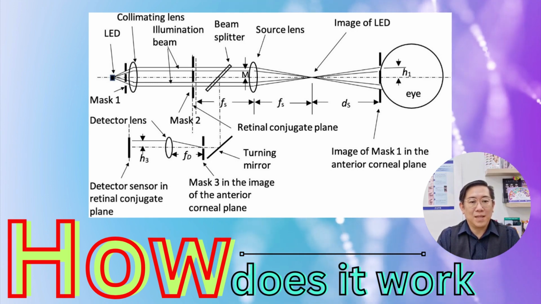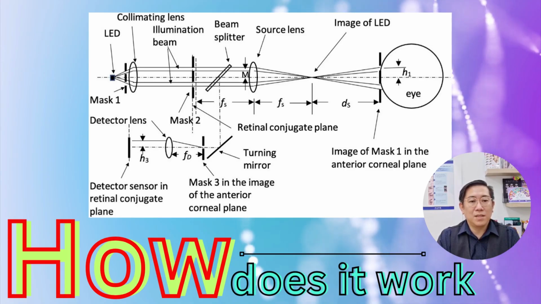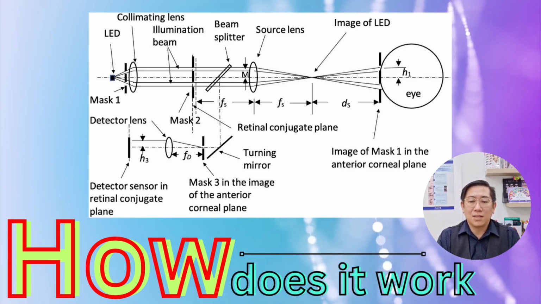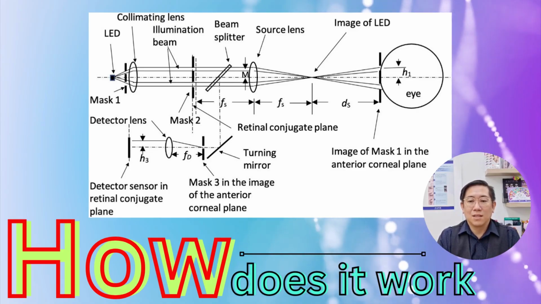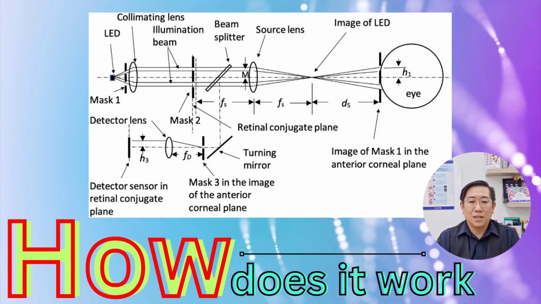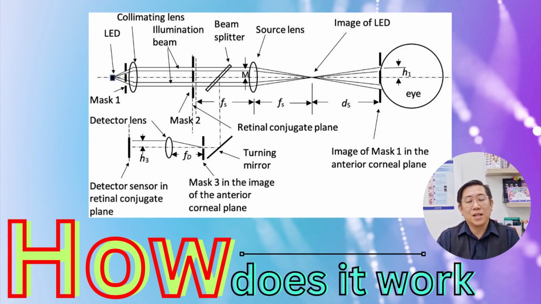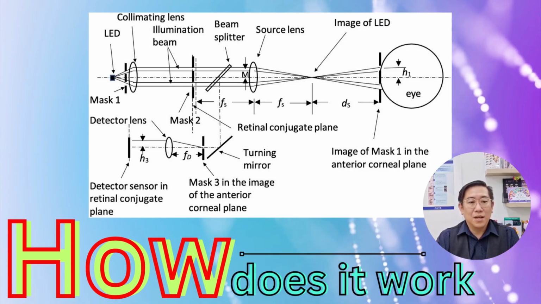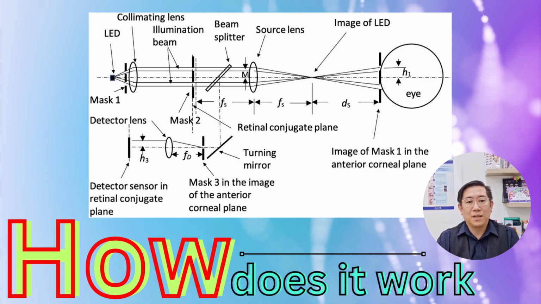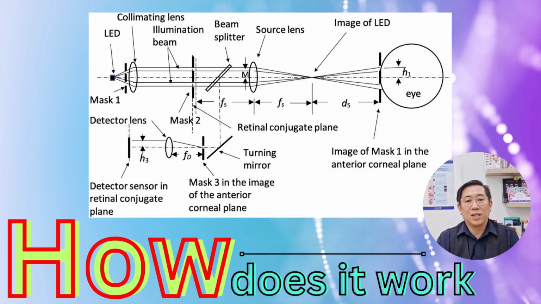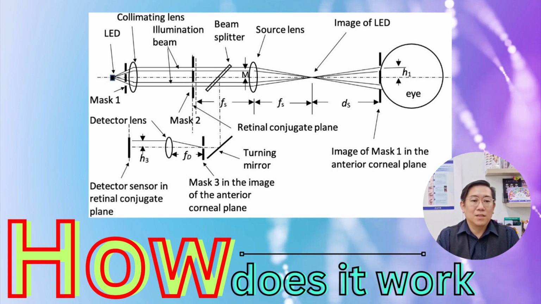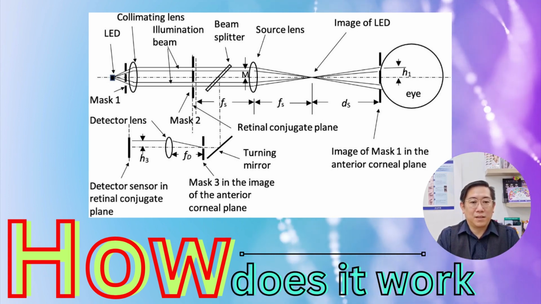Second will be the beam splitting and focusing. The beam then hits a beam splitter, which redirects part of the light to a source lens. This lens focuses the light through the eye's optical system, the cornea, the aqueous humor, the crystalline lens, and the vitreous humor, finally reaching the retina. As the light hits the retina, it forms an image of mask 1 and then reflects back along the same pathway. Third, return path and detection.